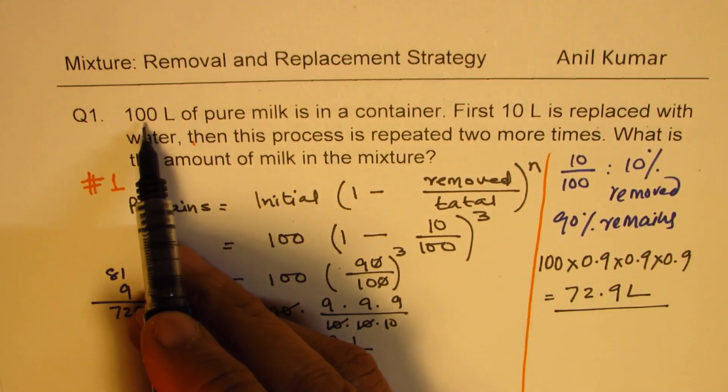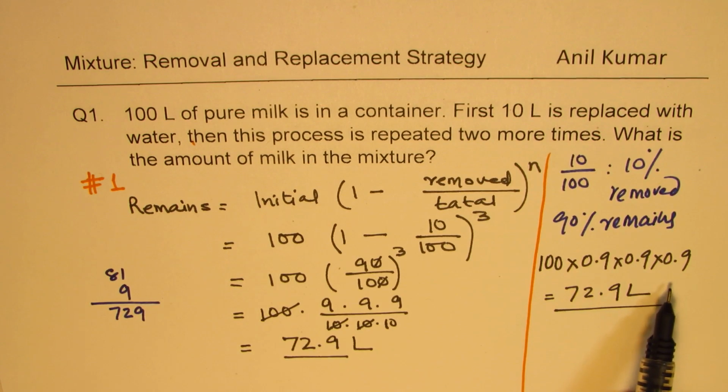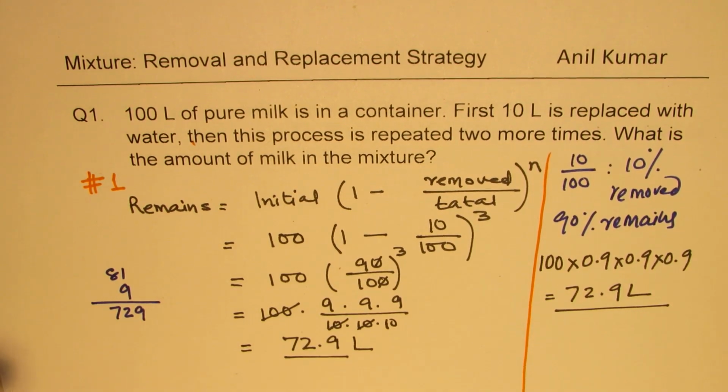It cannot be more than 100, right? So you can place the decimal correctly in 729. Do you see that? So you could adopt either one of these methods to solve any of these questions, right?